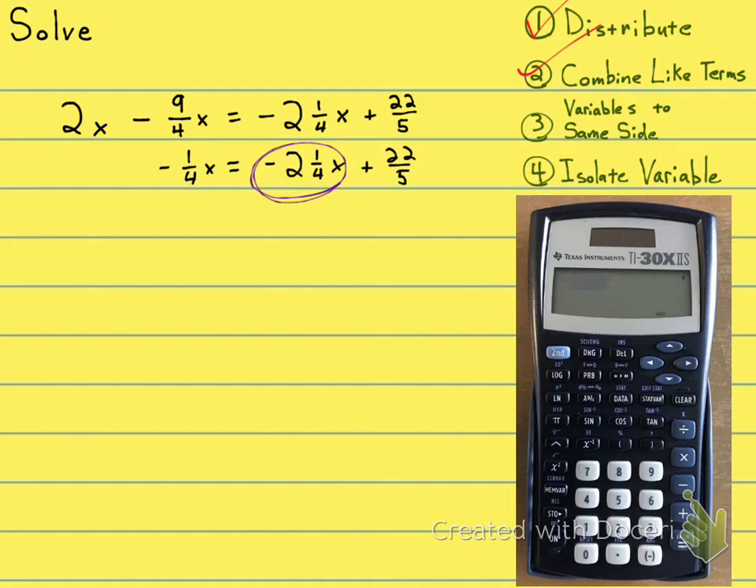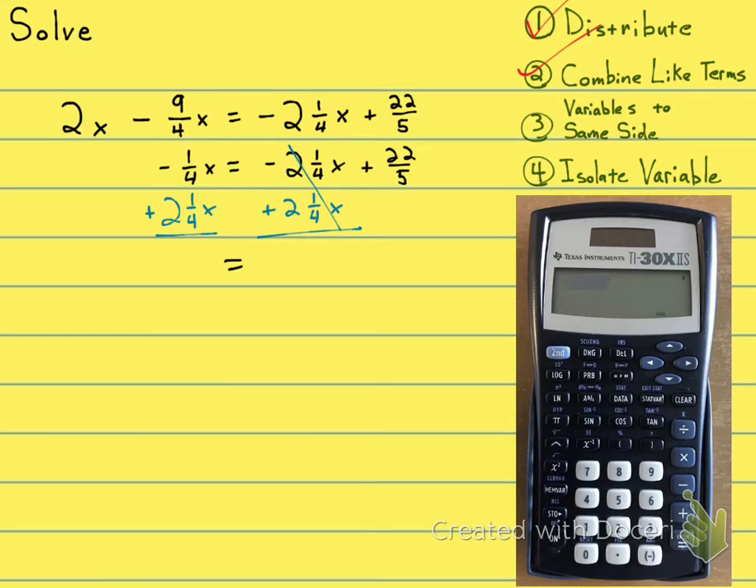So let's go ahead and move this thing right here. I have minus 2 and a fourth x, and to get rid of that, I'm going to do plus 2 and a fourth. That's going to make this cancel out, right? And if I add 2 and a fourth to the right side, I have to add 2 and a fourth x to the left side. All right, let's go ahead and do it. Drop down my equal sign.